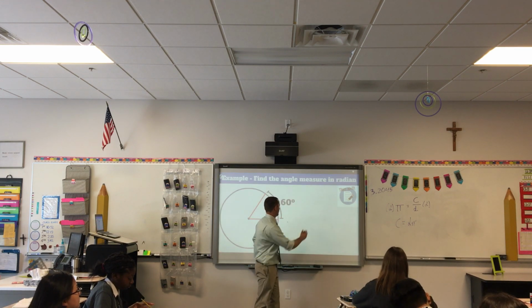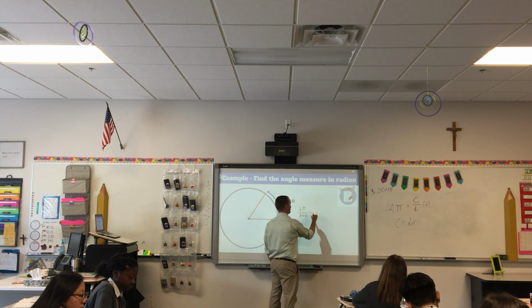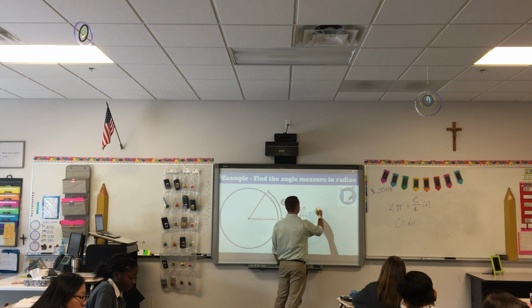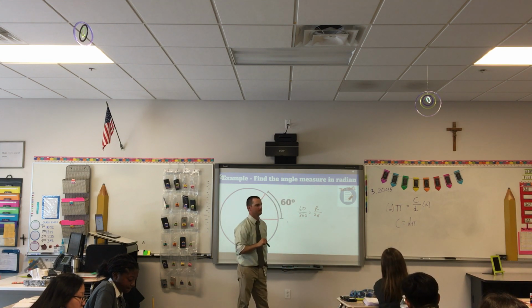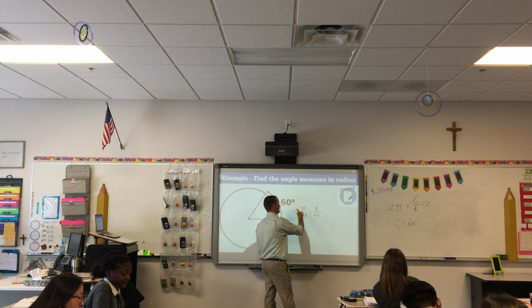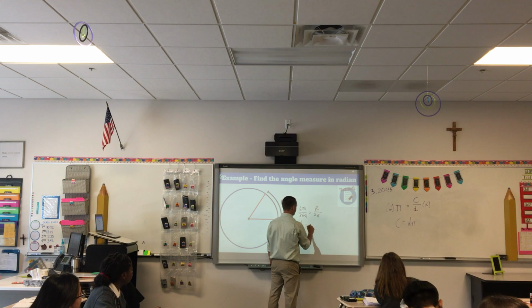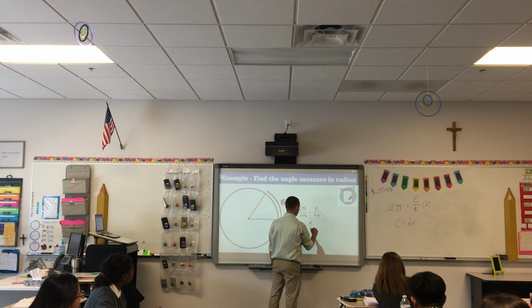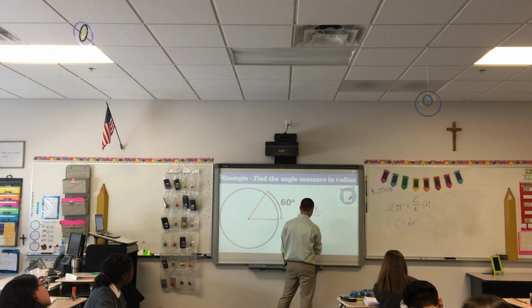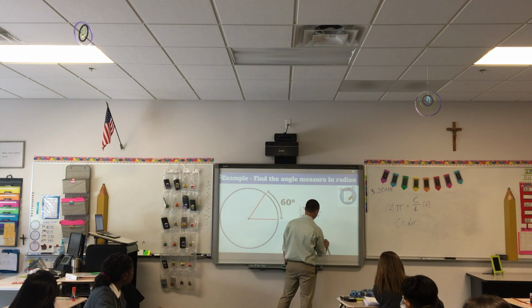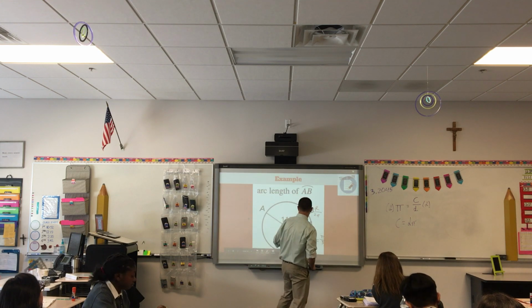Okay, so we're going to set it up: 60 over 360 is equal to the radians over 2 pi, because 2 pi is the total number of radians. The whole thing is 2 pi. Then I can reduce the fraction, so I get 1 over 6. Cross multiply, or multiply both sides, and then I get 2 pi over 6.